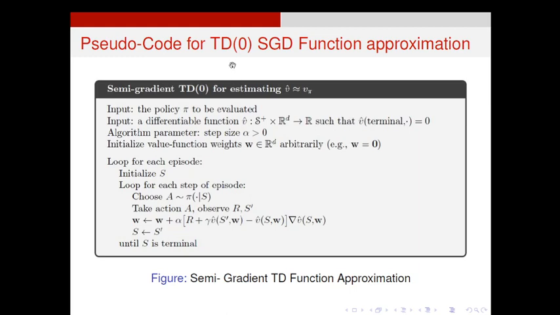The pseudocode for TD(0) SGD function approximation: as in the case of Monte Carlo, we start with any policy that is to be evaluated over states. Then v̂ is a function from S+ times R^d to R. Here we consider v̂ for the terminal state also. There is no restriction. Then v̂ of the terminal state is defined as 0. The algorithm parameter, that is step size or learning rate, should be positive. Initialize value function weights w in R^d arbitrarily. Usually we choose w equal to 0. If you choose random numbers, there is no problem.